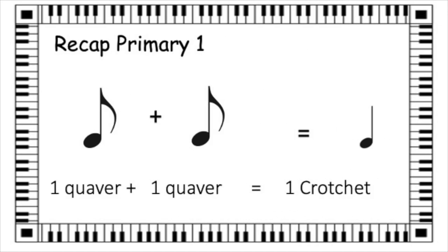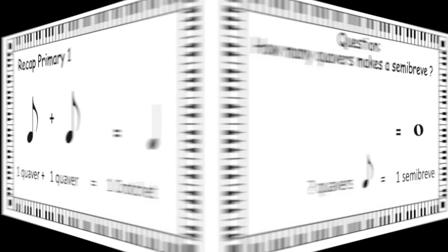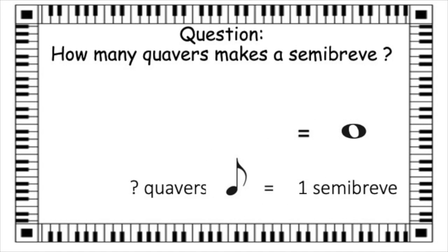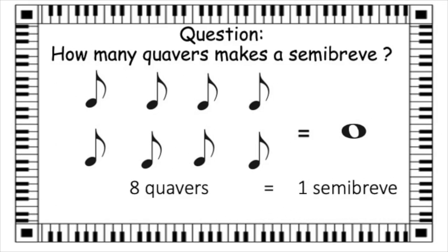In Primary 1, we recall that 1 quaver and another quaver gives you a crotchet. So therefore, how many quavers make a semibreve? If 2 quavers give you 1 crotchet, then you need 8 quavers to make 1 semibreve.